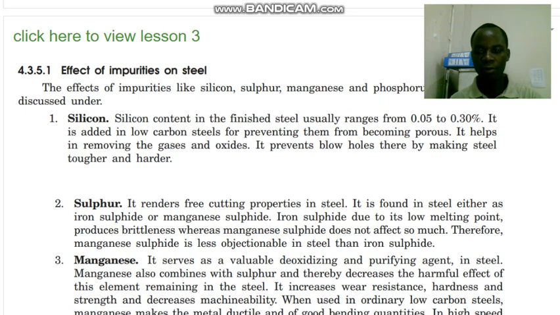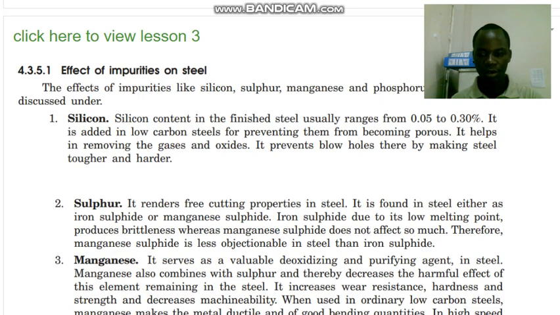It is also found in steel either as iron sulfide or manganese sulfide. Iron sulfide, due to its low melting point, produces brittleness, whereas manganese sulfide does not affect so much. Therefore, manganese sulfide is less objectionable in steel than iron sulfide.